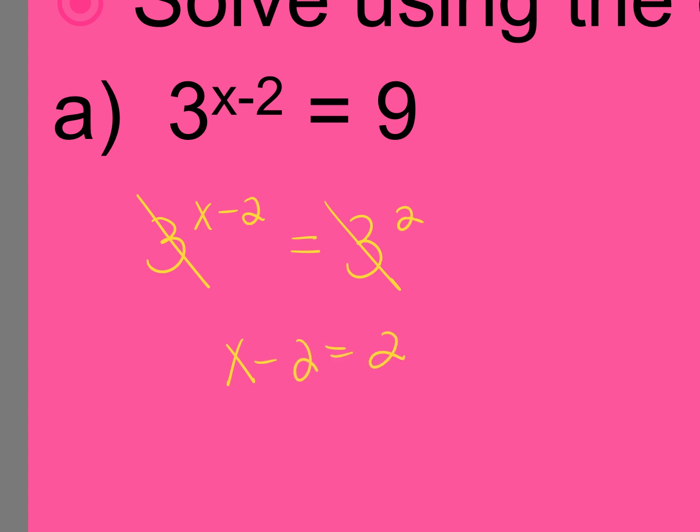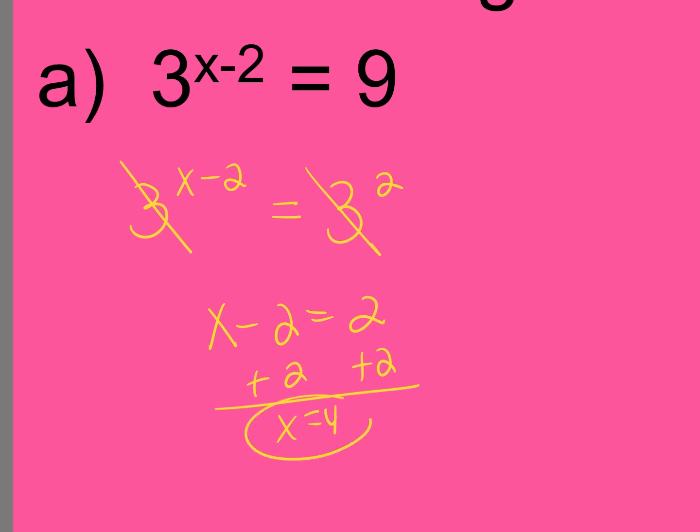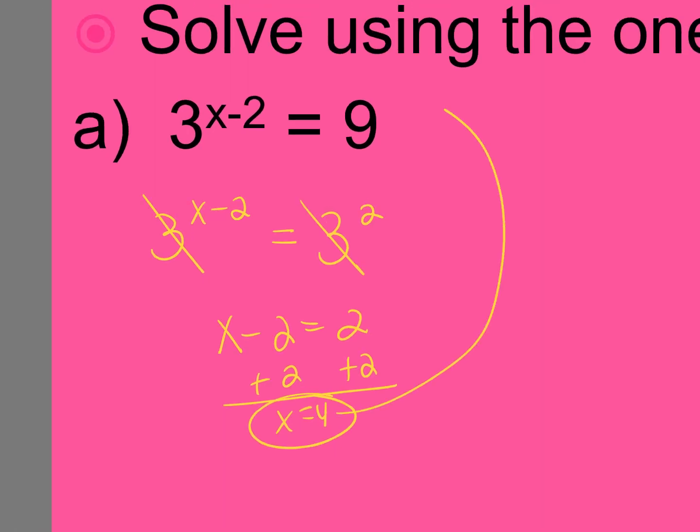If I solve this, what do I do to both sides? I add 2, right? So I get x equals how much? 4. What can I do with that number? Yeah, plug it back in. Check that. If I plug that in there, what is 4 minus 2? 2. What is 3 to the second power? 9. So 9 equals 9.